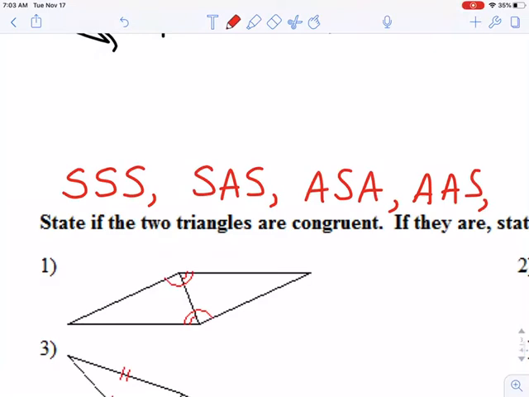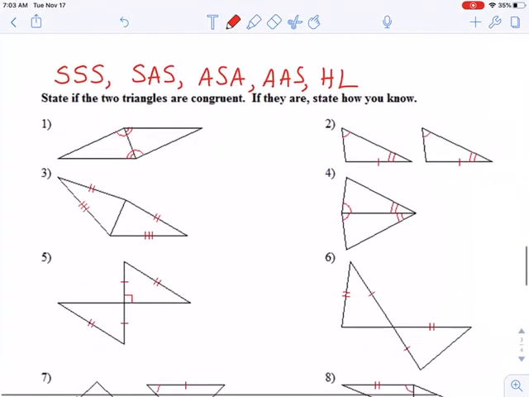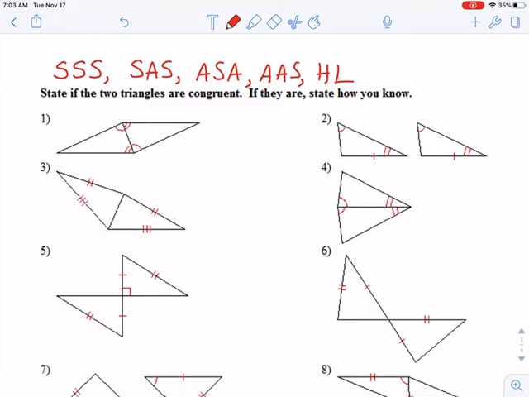All right. When we were learning them individually, you probably said that makes sense, that makes sense, that makes sense. But now there's 5, so now we have to be able to organize it, be able to identify which one's which, so on and so forth. So those are the 5 options: side, side, side; side, angle, side; angle, side, angle; angle, angle, side; and HL.